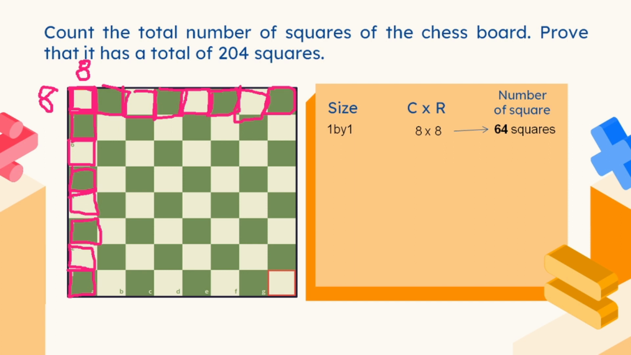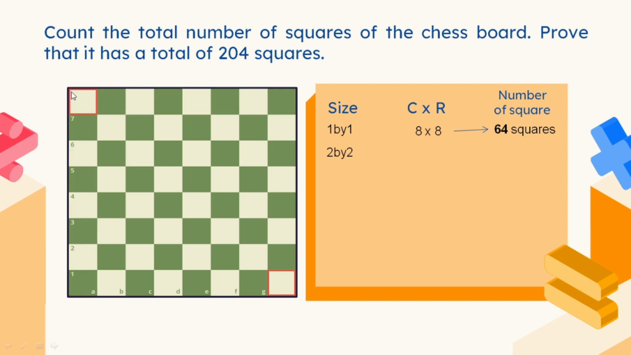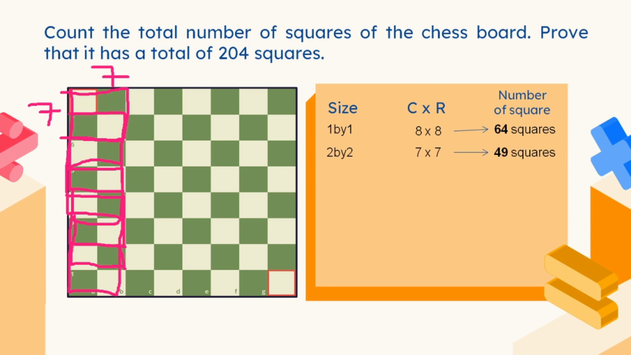How about sa 2 by 2? Let's see. So, I have here, unahin natin yung column. So, I have 2 here, 2. So, 2 by 2, right? So, I have 1. So, this will have another square. So, 2, 3, 4, 5, 6, and then 7. So, meron akong 7 sa column. Ibig sabihin, meron din akong 7 dito. So, meaning to say, 7 times 7, makakabuo ako ng 49 squares na size ay 2 by 2. Tama?